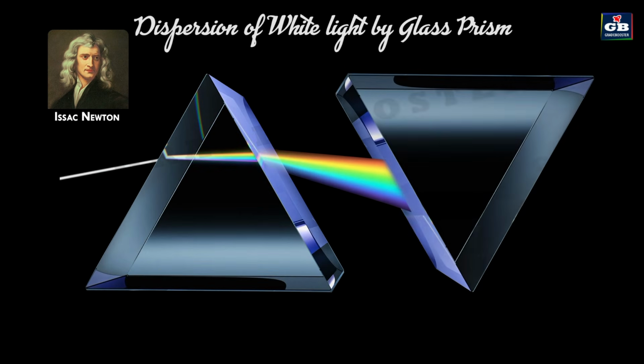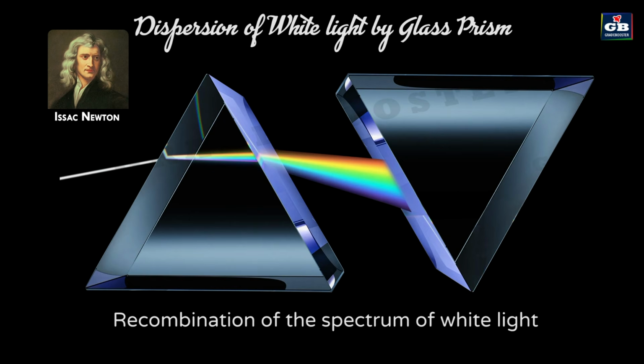He placed a second identical prism in an inverted position with respect to the first one and allowed the spectrum to pass through it. Then he observed that a beam of white light emerged from the other side of the second prism. That means when a beam of white light is passed through a prism, it splits into 7 colors. And again when the spectrum is passed through a prism, it unites to form a beam of white light. Now let's see the rainbow.